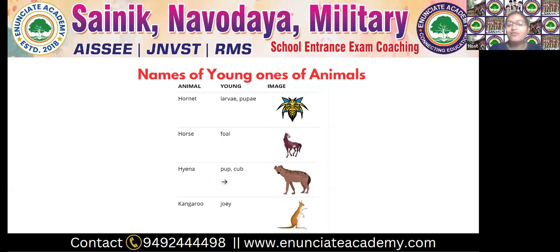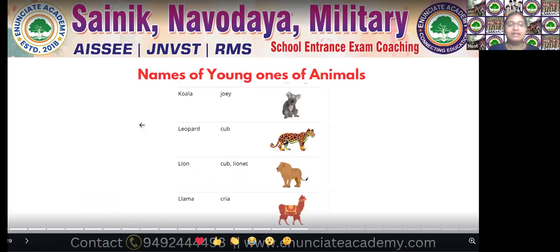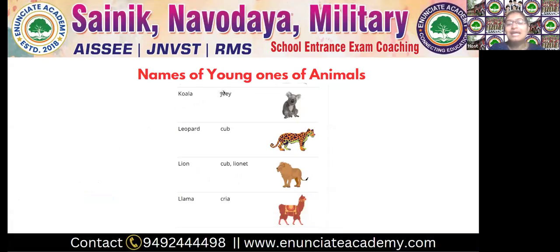And the young one of a kangaroo is called a joey. This is very important. The young one of a kangaroo is called a joey. And the young one of a Pola. This is Pola, it looks like a monkey. The young one of a Pola is called a joey. The young one of a kangaroo is called a joey.